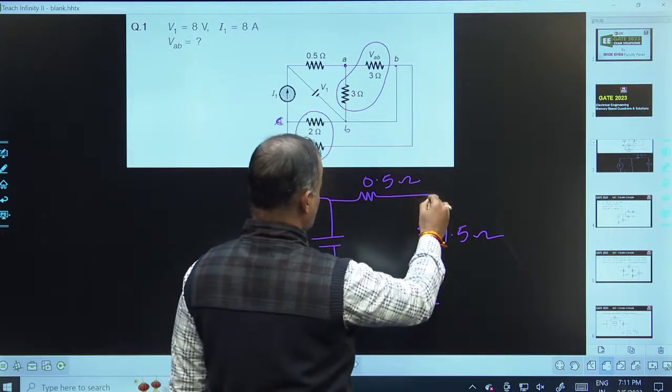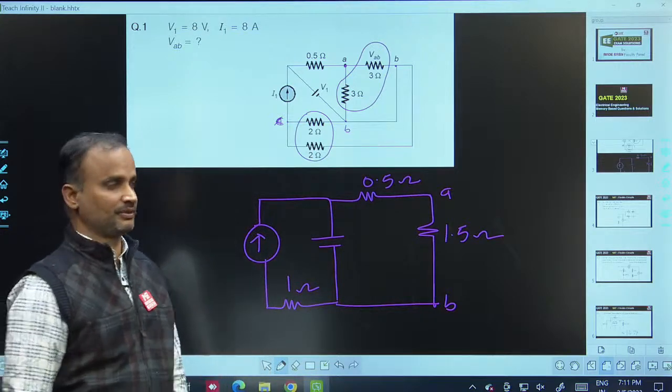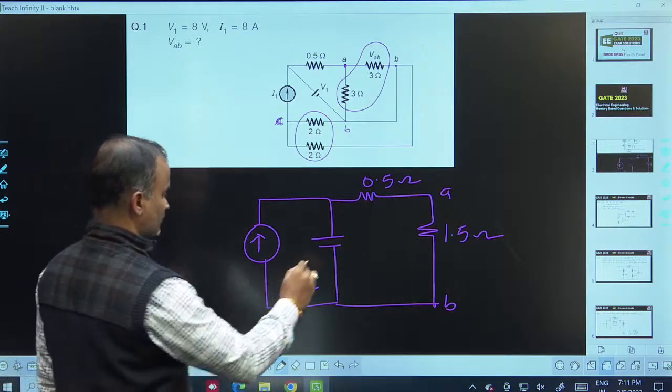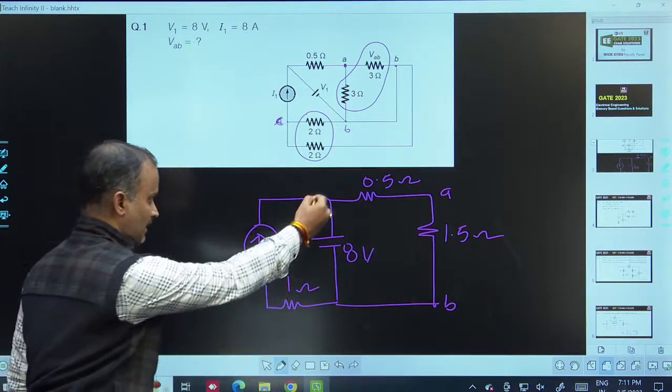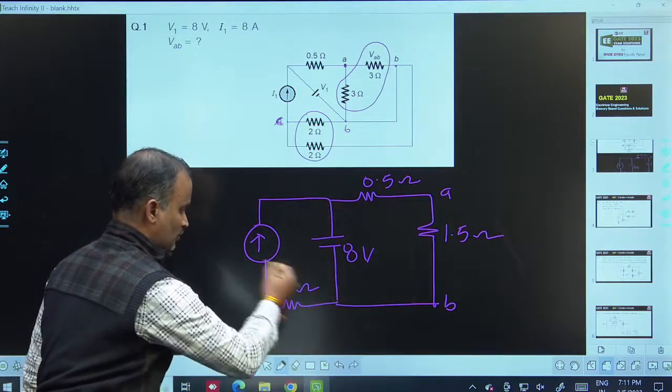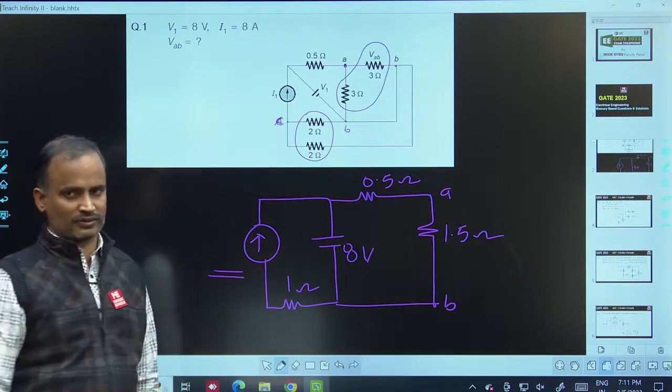The question asks for the potential difference between A and B. In the data itself, the V1 value is given. V1 is equal to 8 volts. For this example, this is an ideal voltage source. When an ideal voltage source is connected in parallel to these branches, there is no need to focus on the current.